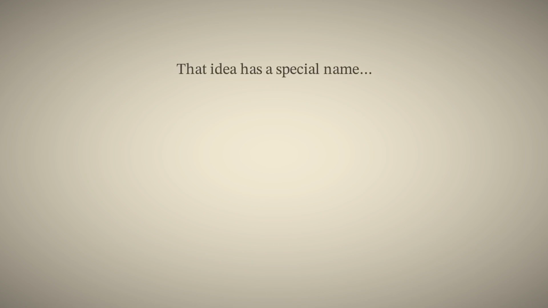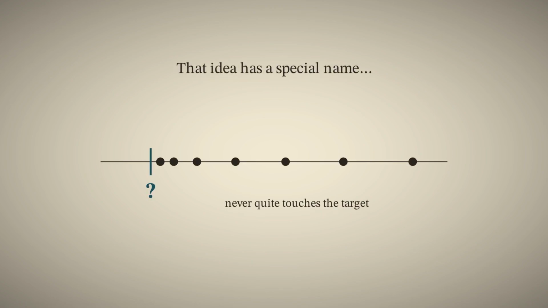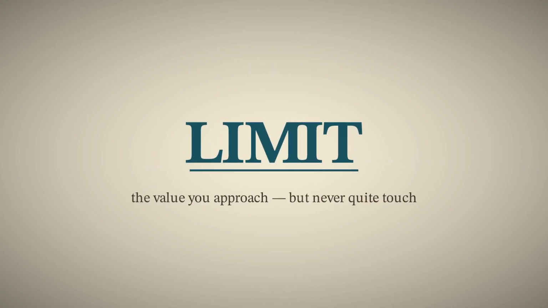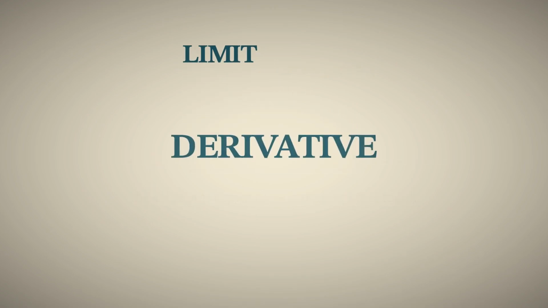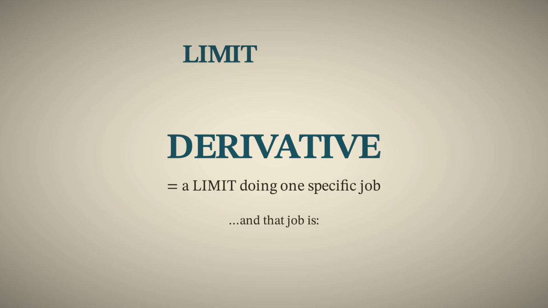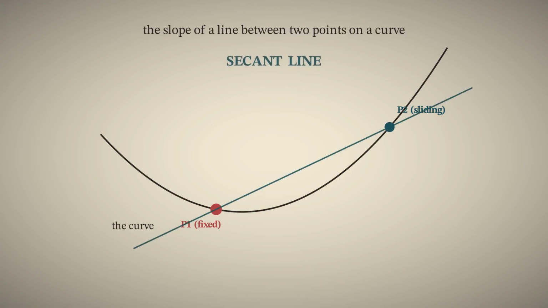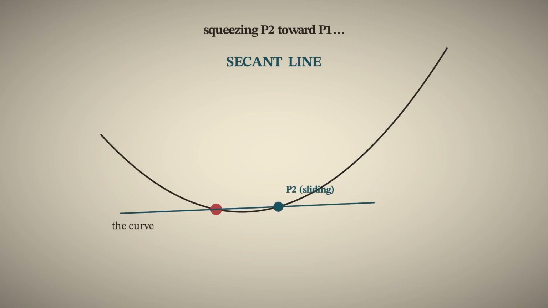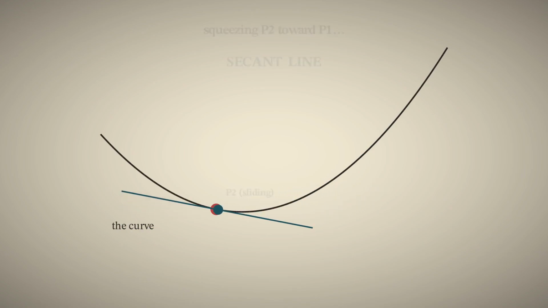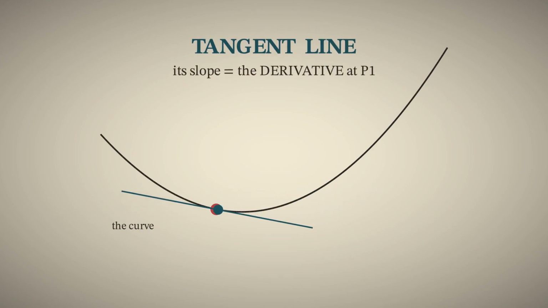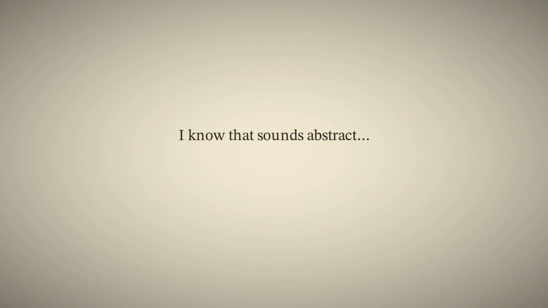That idea, getting as close as you want, without ever quite touching, has a special name. It's called a limit. And a derivative? A derivative is just a limit doing one specific job. It's the limit of how steep a line is between 2 points, as those 2 points get squeezed closer and closer together, until they're basically the same point. I know that sounds abstract, so let me draw it.